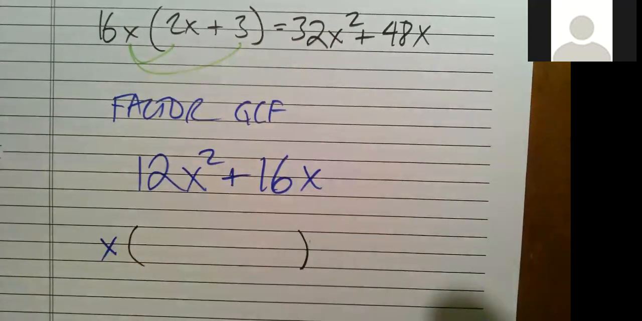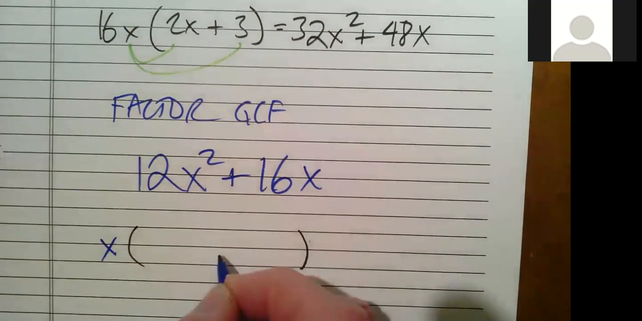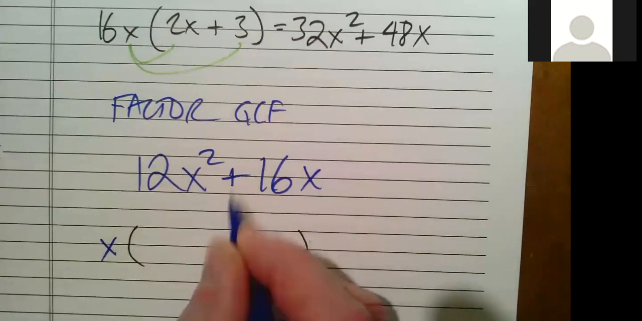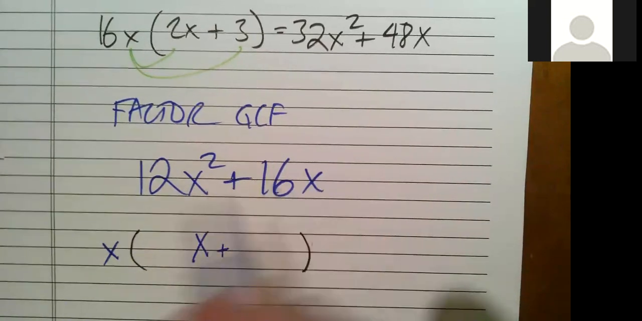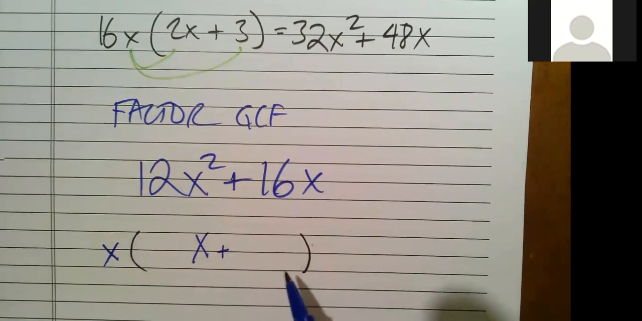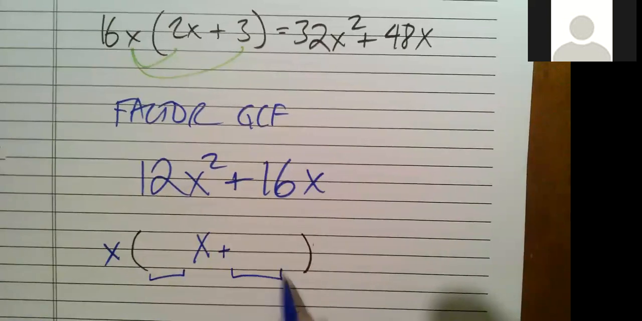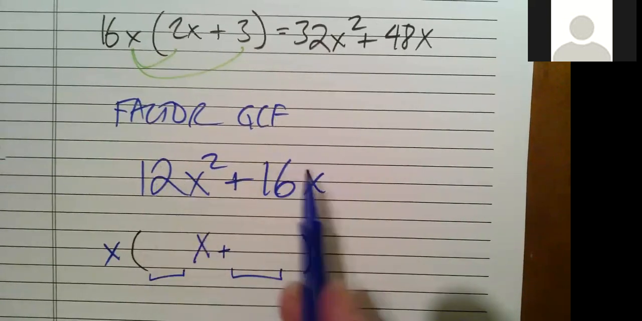And before I do anything else, I'm going to write what would be left behind. That plus is there because I'm not dealing with any of that. Here, I took out an x, and I know I'm going to have an x behind. Here, I took out an x, so I'm not going to leave anything behind. So now I just have to fill in what number is going to go here and what number is going to go here with what I can factor out.